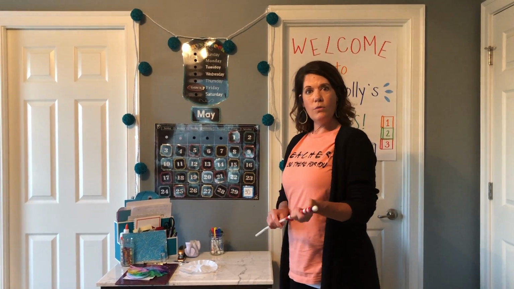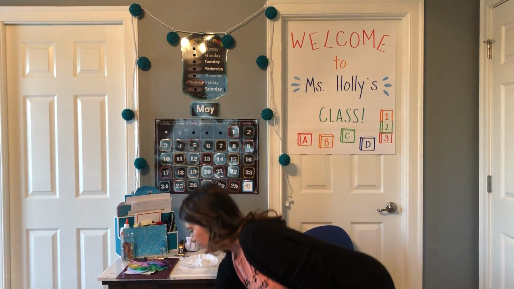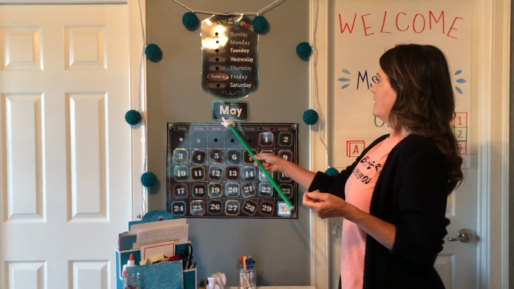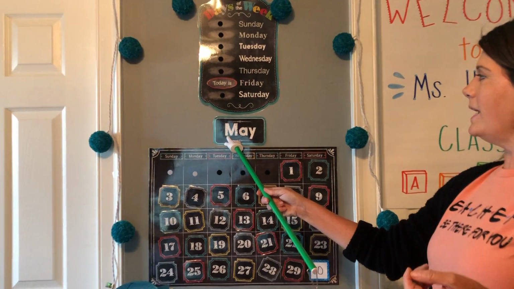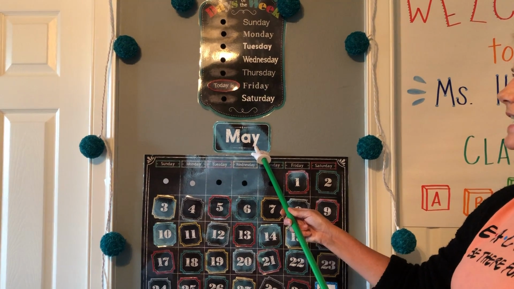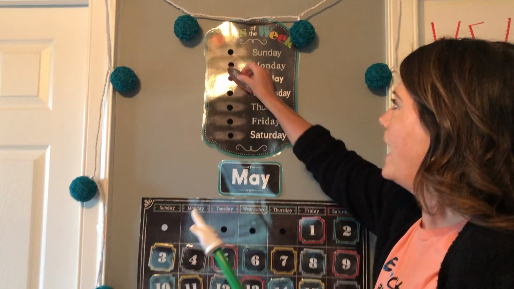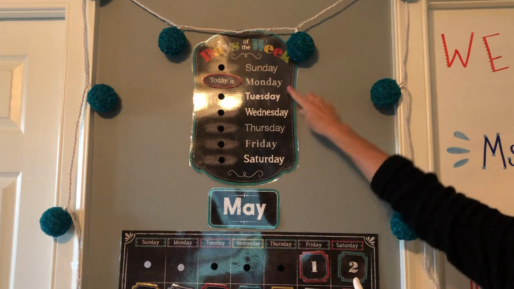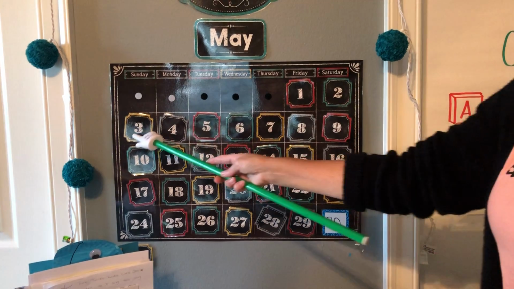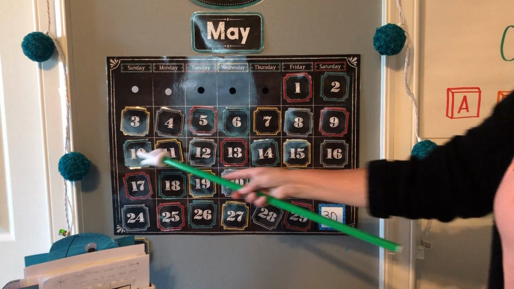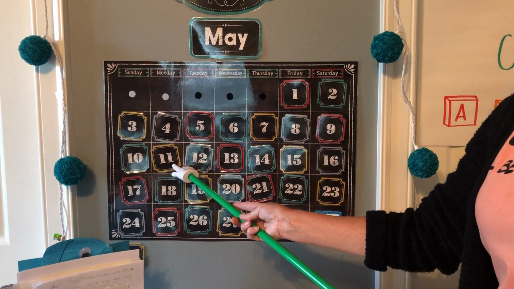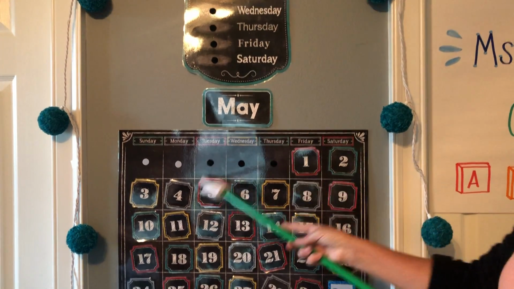Okay, let's talk about what today is. Does anybody remember the month? The month starts with the letter what? M. May. It's the month of May. So today is, everybody say, Monday. So it's Monday, May. Let's see which number the pointer is going to go to today. What number is that? 11. So Monday, May the 11th.